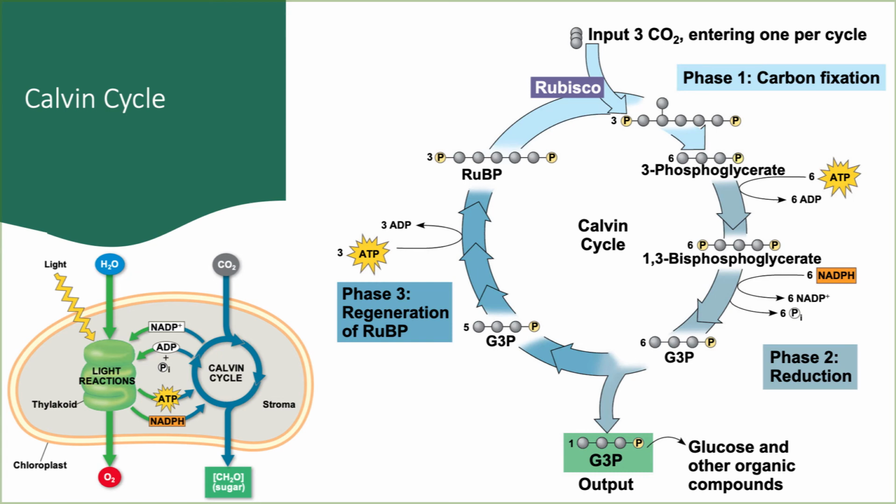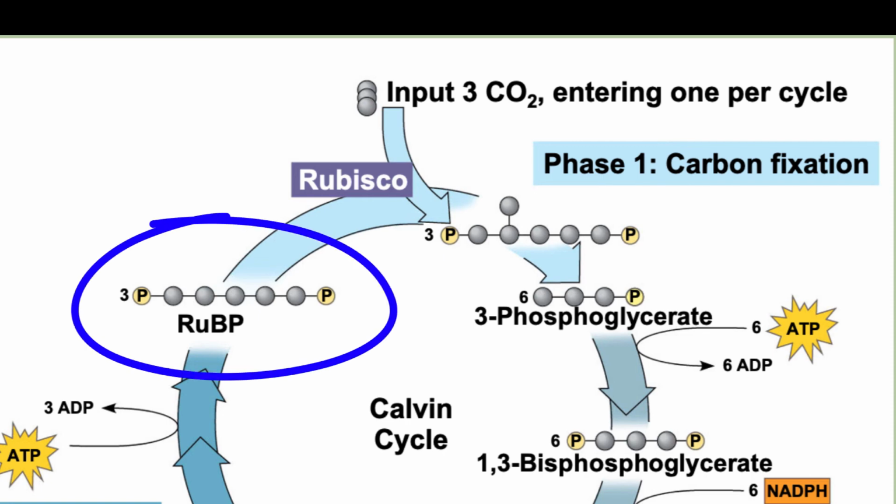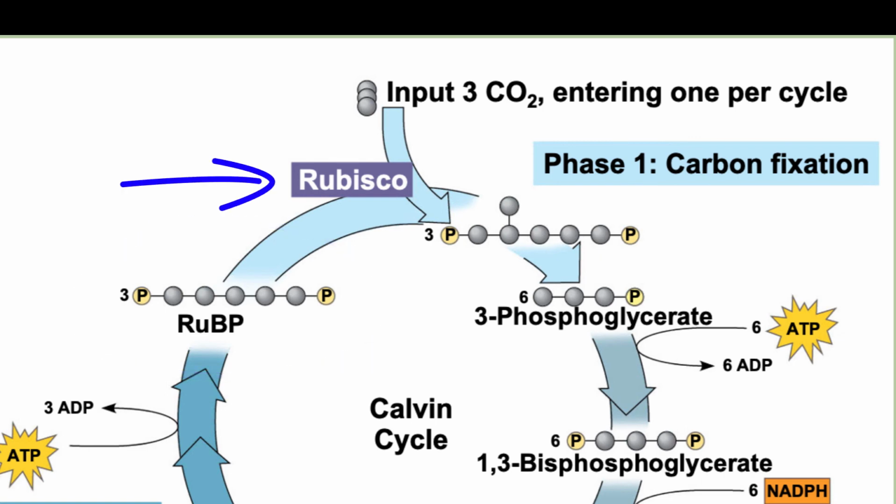In the first phase, carbon fixation, carbon dioxide is attached to ribulose bisphosphate, RuBP, using an enzyme called Rubisco. RuBP is a 5-carbon molecule, and with the addition of a carbon dioxide molecule, the resulting molecule has 6 carbon atoms. That 6-carbon molecule is then broken into 3-phosphoglycerate, which only has 3 carbons.